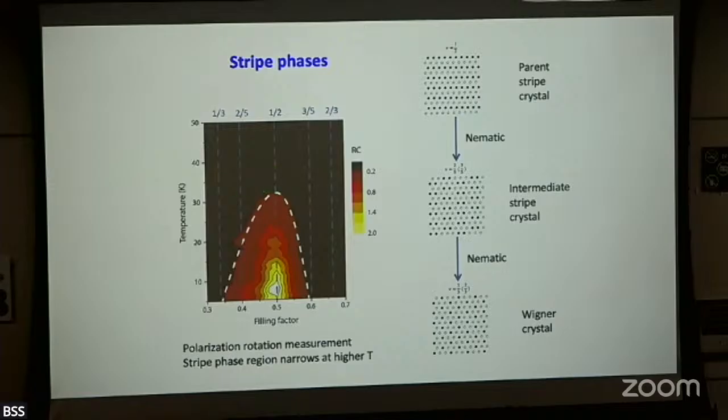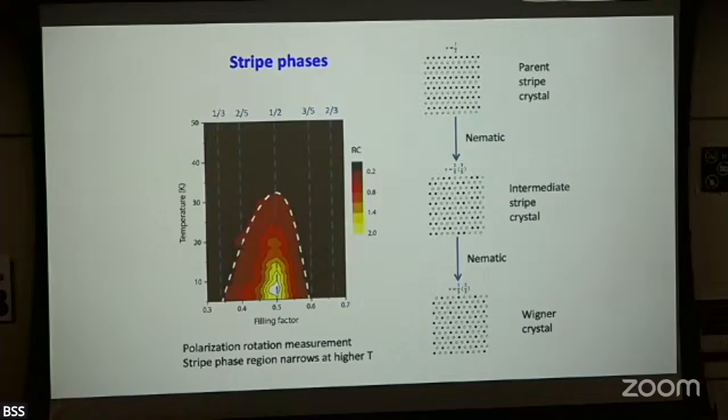And this perhaps will give you guys something to think about, what is the nature of the stripe phases, whether you have some kind of a parent stripe phase, some nematic, some intermediate thing, and then eventually you come down to crystal. So that's something to think about.